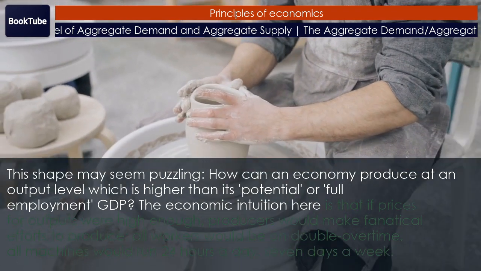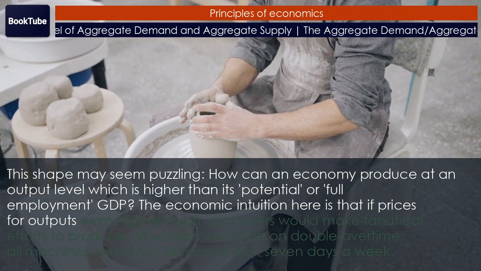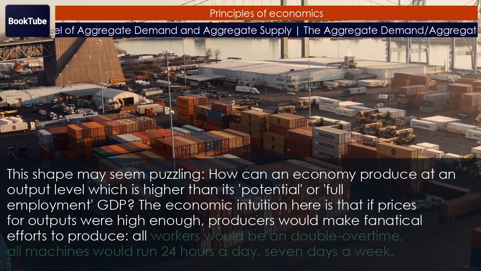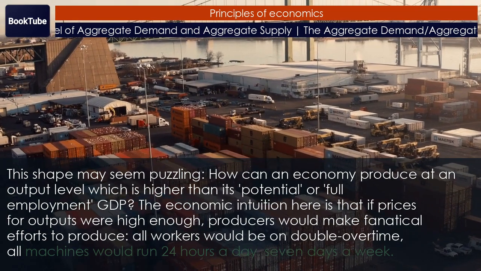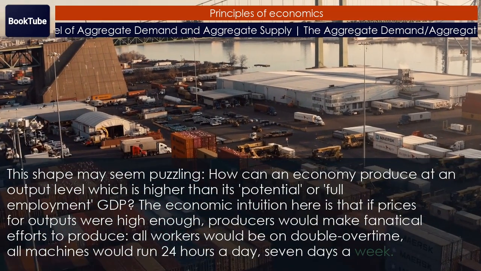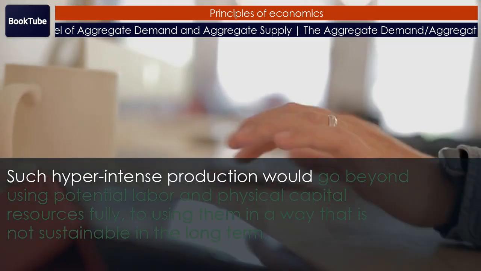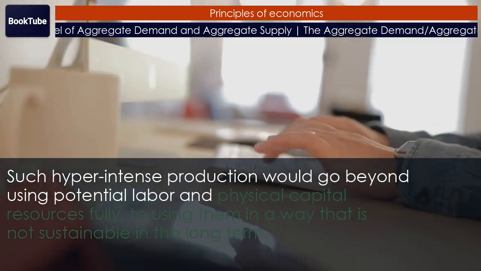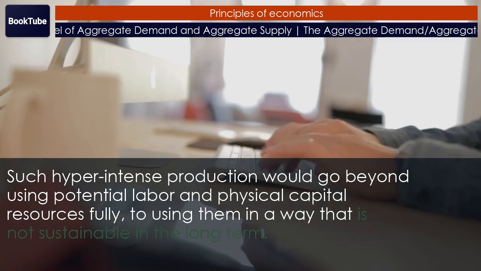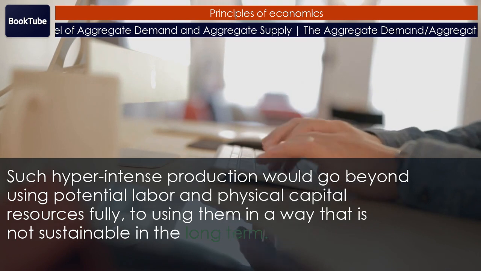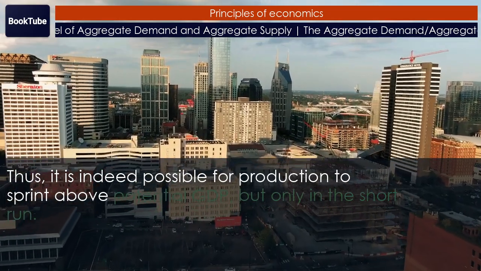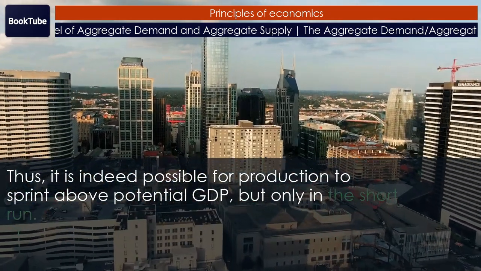The economic intuition here is that if prices for outputs were high enough, producers would make fanatical efforts to produce. All workers would be on double overtime. All machines would run 24 hours a day, 7 days a week. Such hyper-intense production would go beyond using potential labor and physical capital resources fully, to using them in a way that is not sustainable in the long term. Thus, it is indeed possible for production to sprint above potential GDP, but only in the short run.